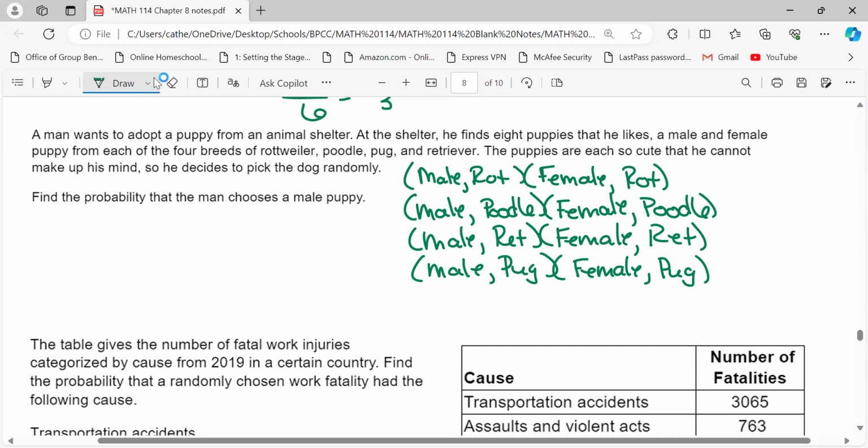All right, so the total possible, they tell us that we have 8 puppies, but I'm just going to go ahead and write it out. The total we have to choose from is 8. Find the probability that the man chooses a male puppy. So how many are male? 4 out of the total we have to choose from, which is 8. So that's going to be 1/2. So half of the puppies are males.